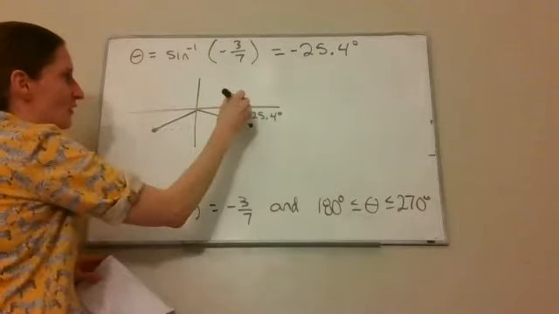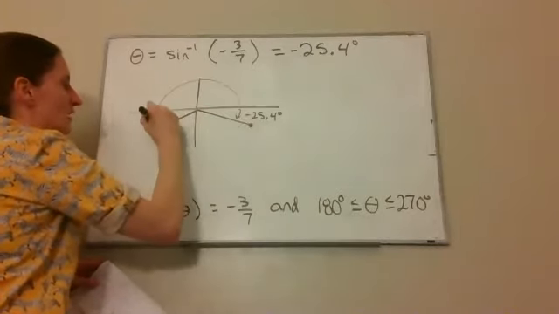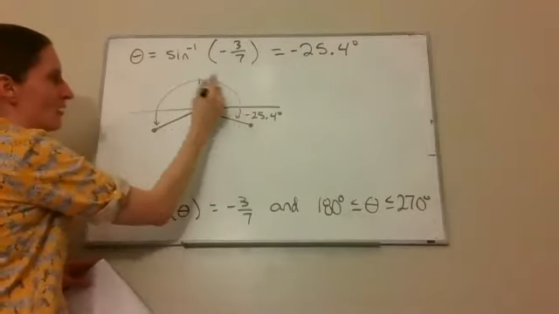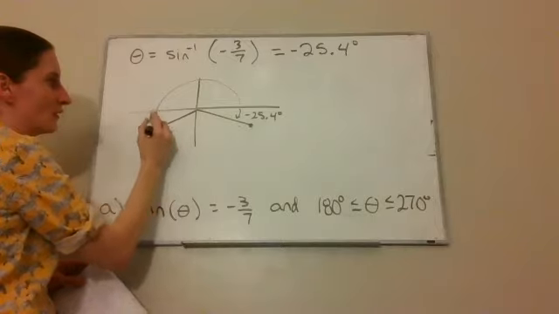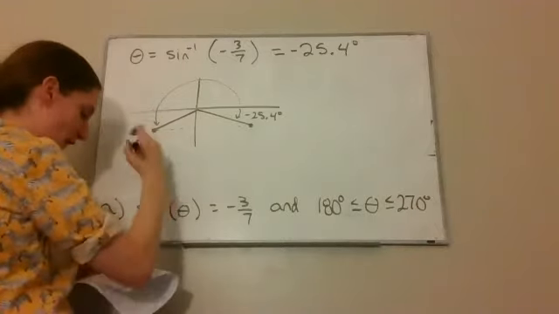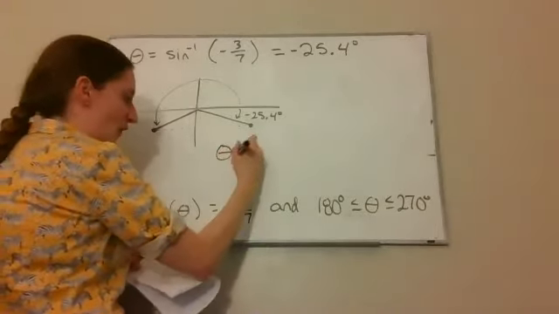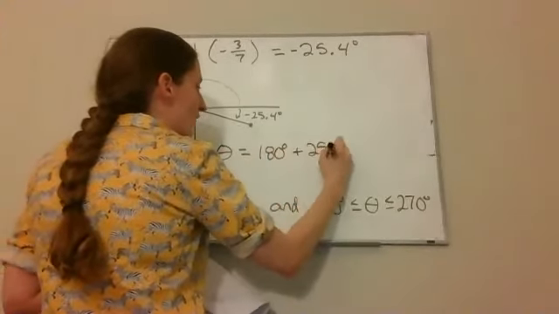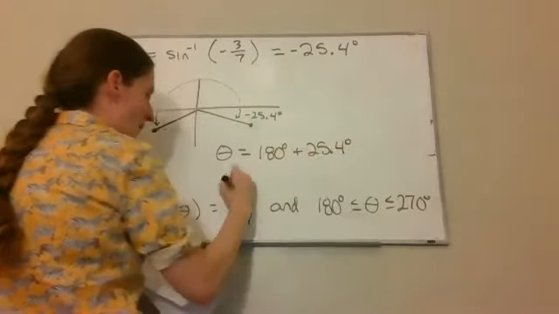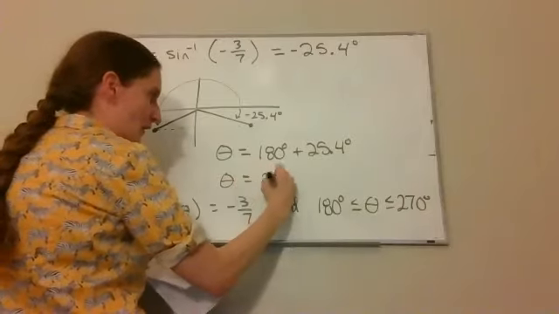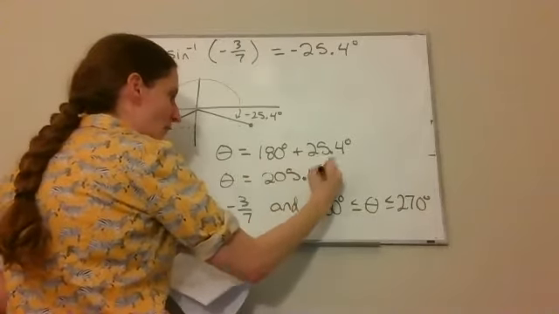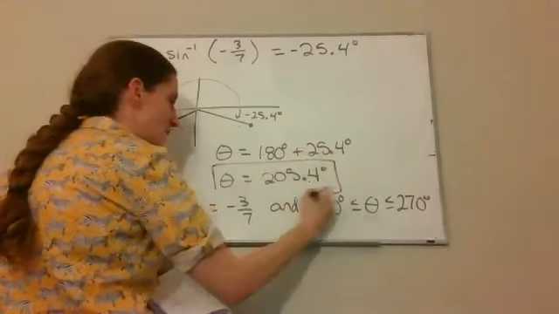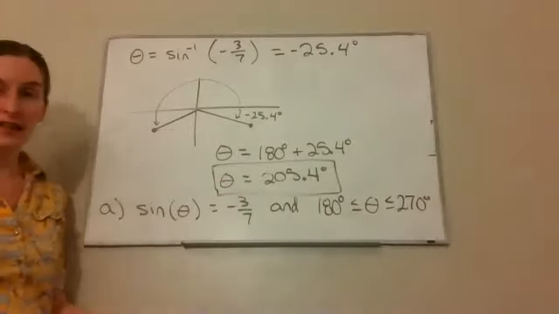And what is that angle that goes all the way around to here? Well, that would be 180 degrees plus 25.4 degrees. So I'll say theta is 180 degrees plus 25.4 degrees. And that means that my answer is theta is 205.4 degrees. And that's all there is to it.